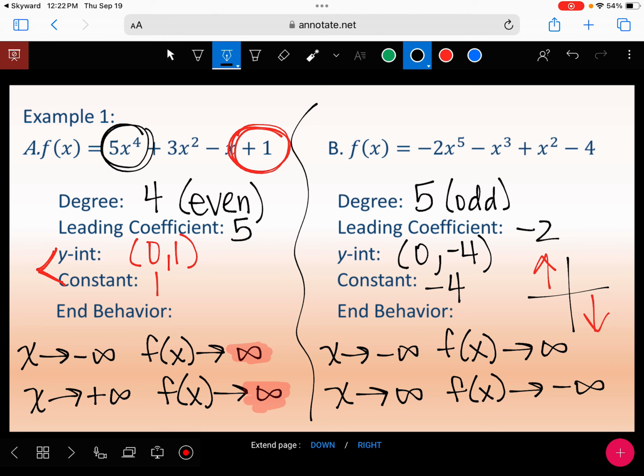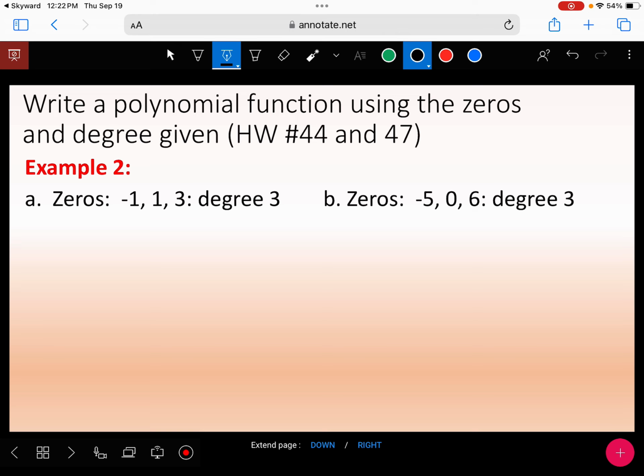So the next thing we're going to talk about, and then we'll end here, is writing your equations. That's a big part of this next test, quiz, whatever you want to call it. So these are examples. I pulled them from homework 11, number 44 and 47. They're not the same questions, but they're like that. So I want you to write a polynomial function with the given degree. I'm going to give you a minute to copy that down. And for these two, we're going to write it in standard form, which means we have to multiply it.